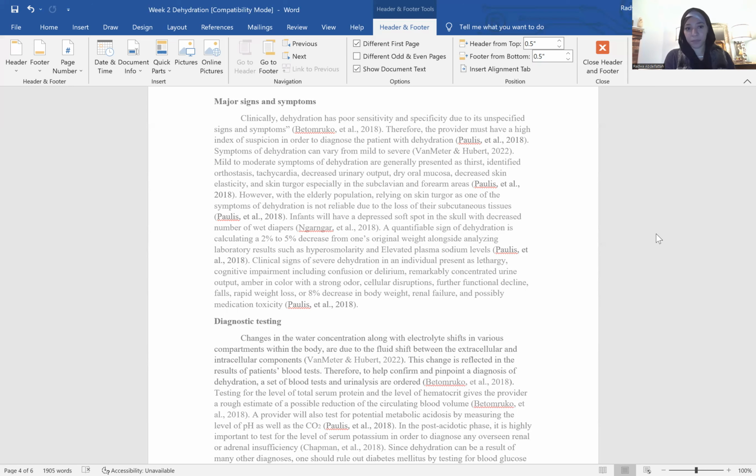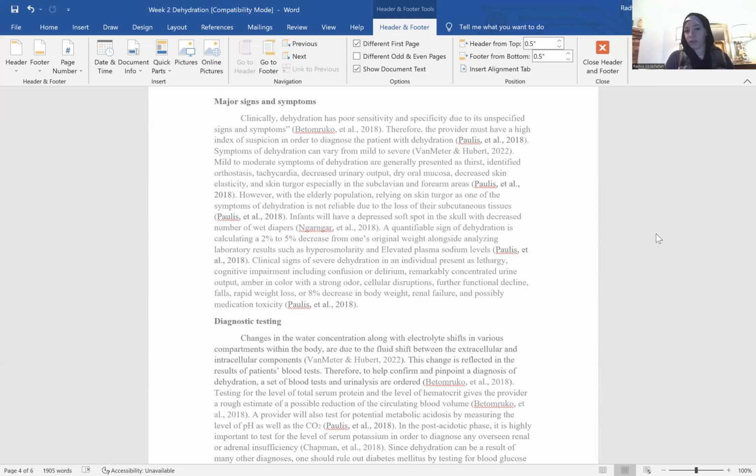forearm areas. However, with the elderly population, relying on skin turgor as one of the symptoms of dehydration is not reliable due to the loss of their subcutaneous tissues. Infants will have a depressed soft spot on their skull and a decreased number of wet diapers. A quantifiable sign of dehydration is calculating a 2% to 5% decrease from one's original weight alongside analyzing lab results such as hyperosmolarity and elevated plasma sodium level.